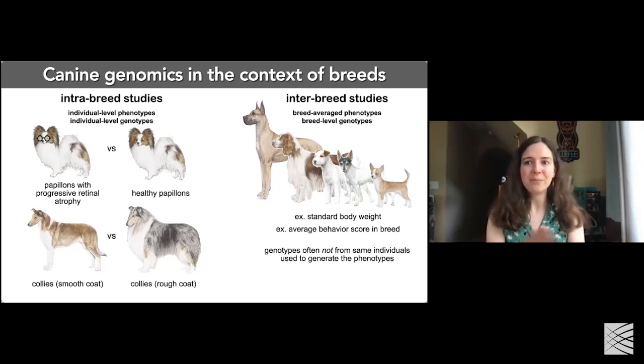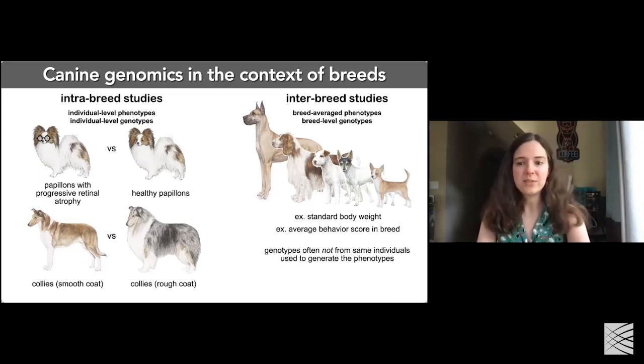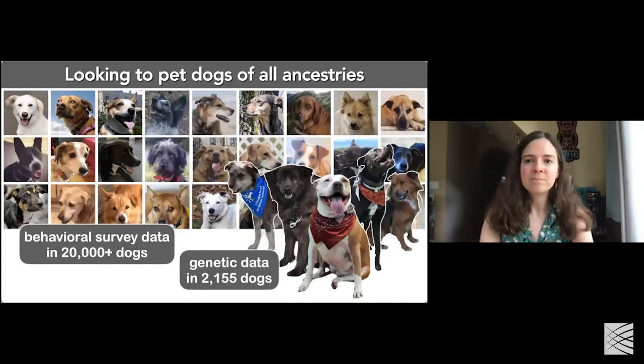When we compare breeds to breeds, we're really comparing apples to oranges, and it becomes very difficult to divorce the multiple phenotypes that distinguish those breeds, especially between physical appearance and behavior. And often these interbreed approaches don't use individual level genotypes and phenotypes. So a major challenge to performing genome-wide association studies in the pet dog population is obtaining those paired individual phenotypes and genotypes from individual dogs.